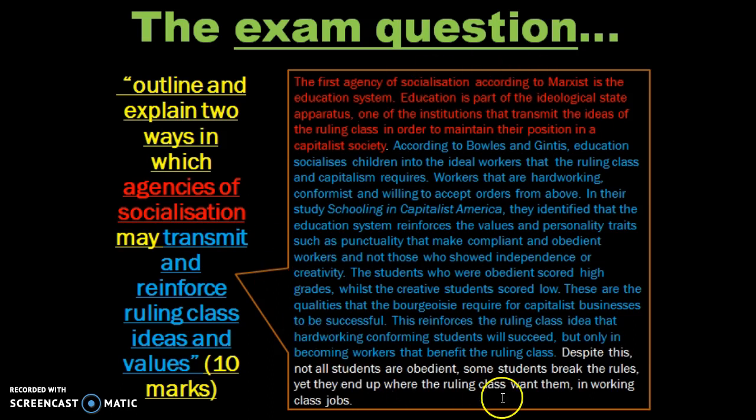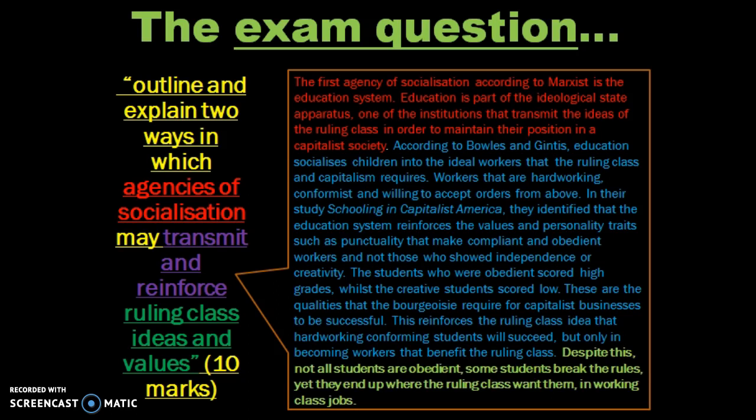I have put that all in blue. So already this student has shown good knowledge about an agency of socialization, and they have a study to show how it, in this case, reinforces ruling class ideas, using sentences that link them together. And the student then cements this application by having a sentence that says, this reinforces the ruling class ideas that hard-working, conforming students will succeed, but only in becoming workers that benefit the ruling class.